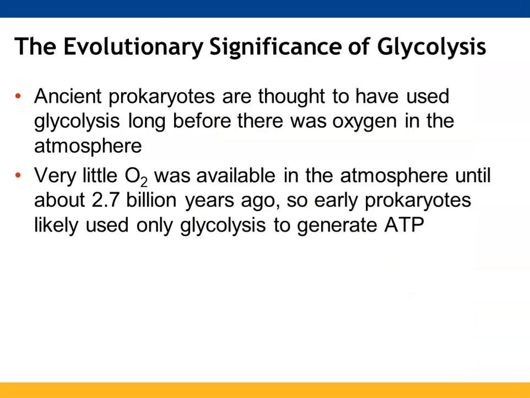So glycolysis has a lot of evolutionary significance. It's thought that before we had oxygen in our atmosphere, ancient prokaryotes were using glycolysis. They had to have some way to form ATP, so it's felt that this is probably one of the more conserved processes that takes place in cells.